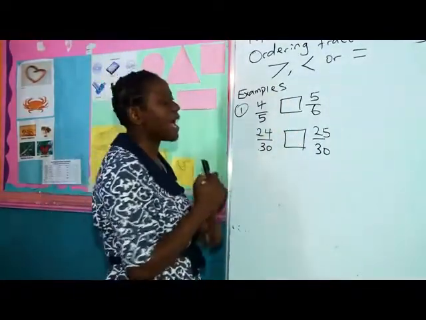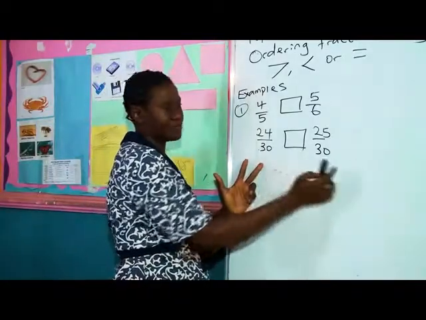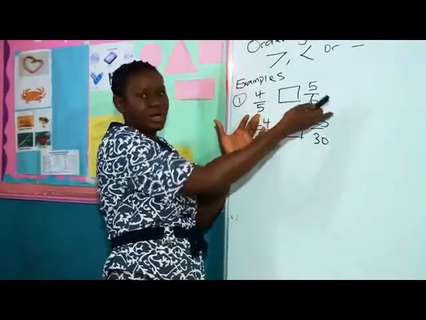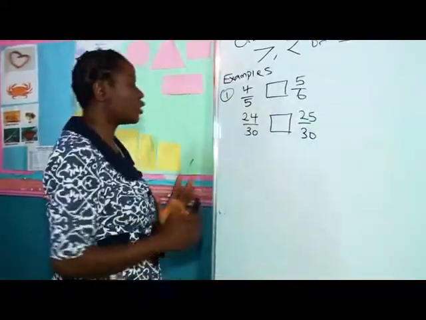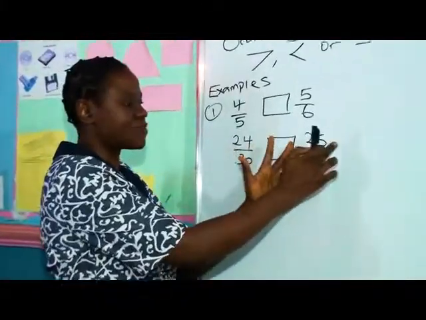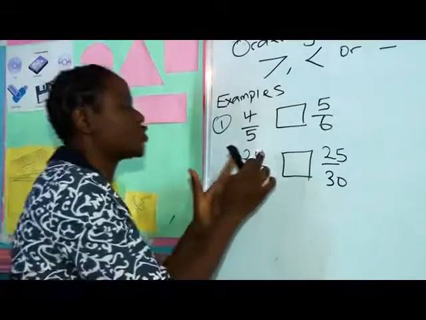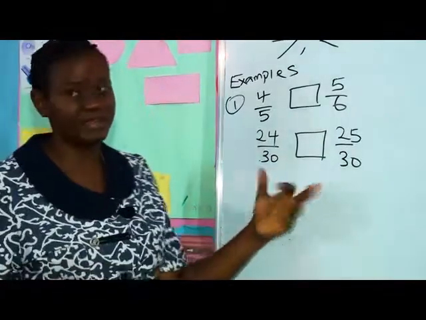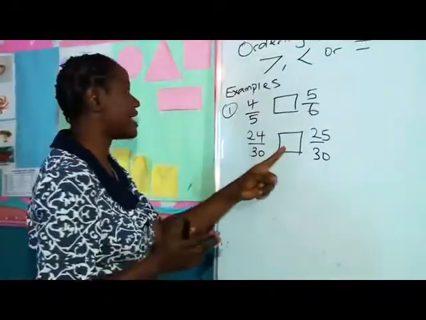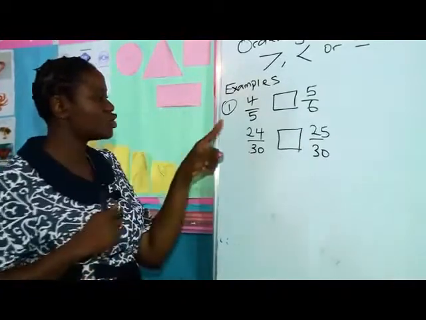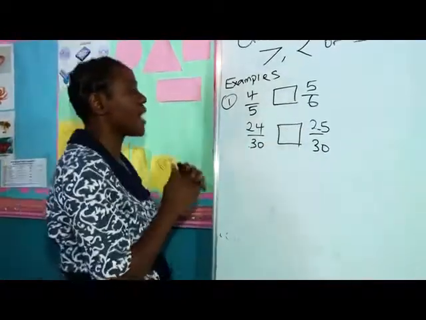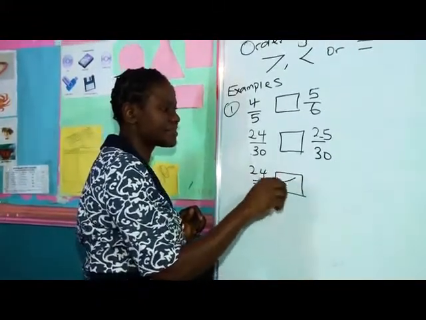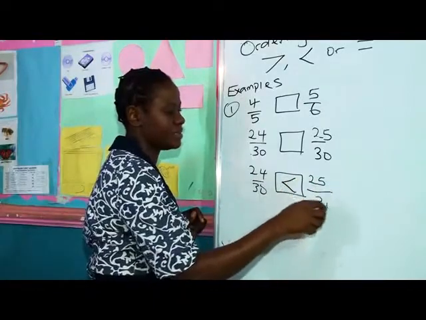So I now have a basis for comparison. Unlike in the original question, where I didn't have a basis for comparison. So I have 24 over 30 and I have 25 over 30. Now the question is, is 24 over 30 greater than, less than, or equal to 25 over 30? The answer would be less than. 24 is less than 25. So 24 over 30 is less than 25 over 30.